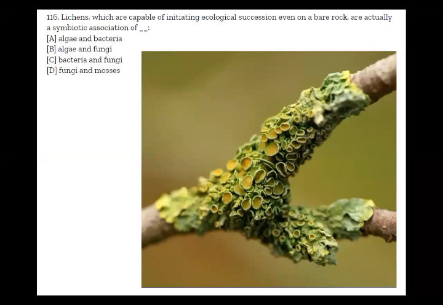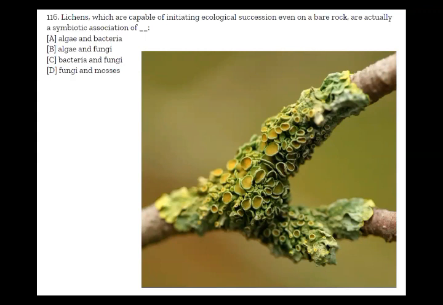Lichens, which are capable of initiating ecological succession even on a bare rock, are actually a symbiotic association of: A. algae and bacteria, B. algae and fungi, C. bacteria and fungi, D. fungi and mosses. The answer is, we know very well that it is a symbiotic association of algae and fungi. So algae will facilitate producing the rhizoidal part, and the fruiting bodies and all other reproductive cycle will be taken care of by the fungi.